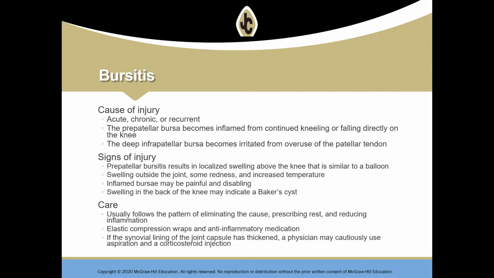Care of these usually follows a pattern of eliminating the cause, prescribing rest, and reducing inflammation. Elastic compression wraps and anti-inflammatory meds. You may also need to aspirate the knee and take the fluid off the knee and do a cortisone injection.